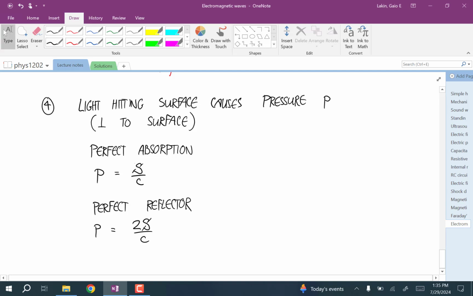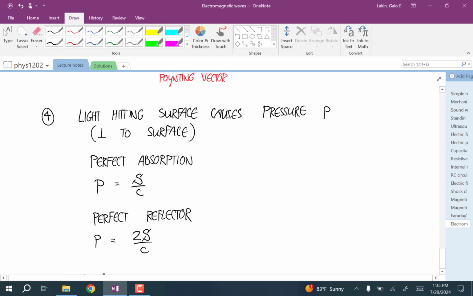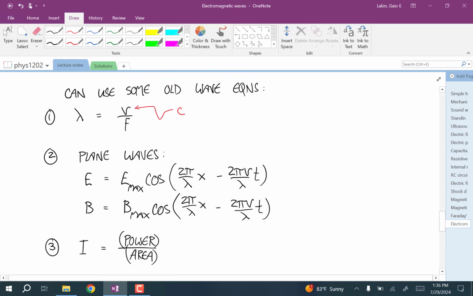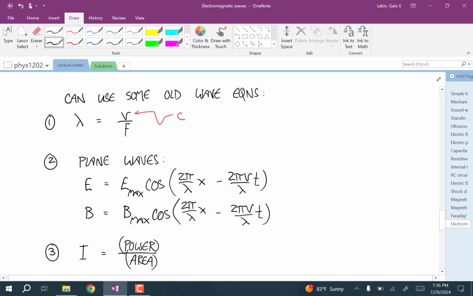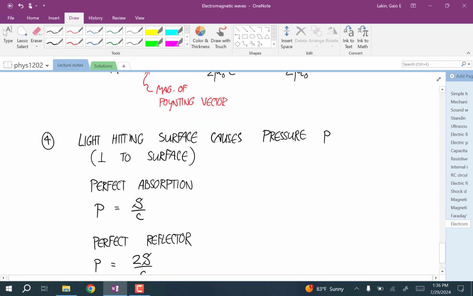Okay, so let's do an example where we use some of these equations. And for all the complicated talk and complicated equations, remember everything is going to come from these 7 equations, and then the constants. So the 3 that we knew from waves before, and the 4 new equations for electromagnetic waves.